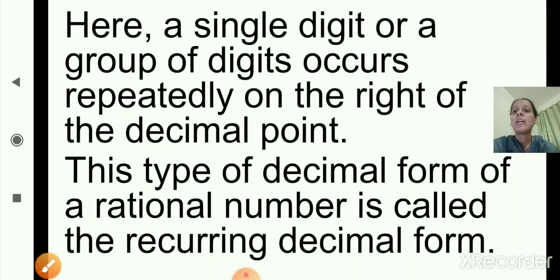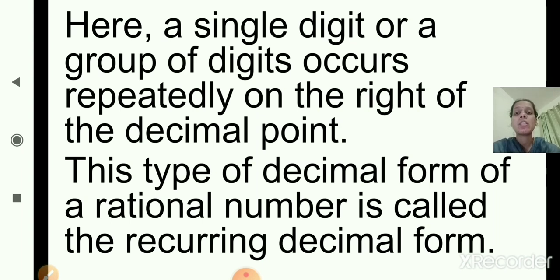Here a single digit or a group of digits occurs repeatedly on the right of the decimal point. As you can see, just now we have seen two examples in which a single digit or a group of digits occurs repeatedly on the right of the decimal point. This type of decimal form of a rational number is called the recurring decimal form.